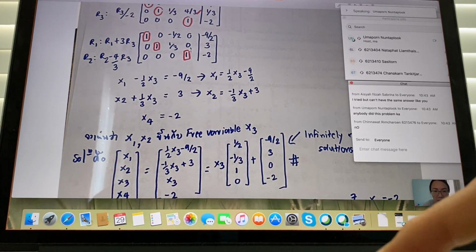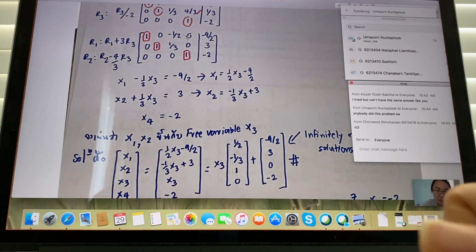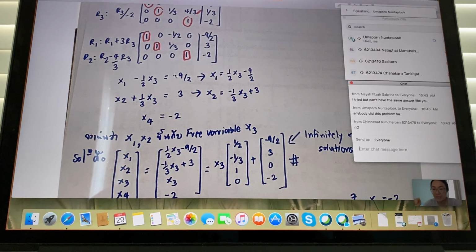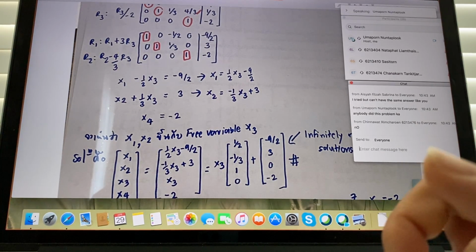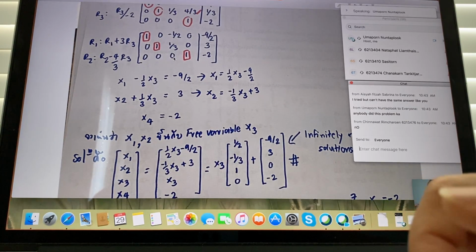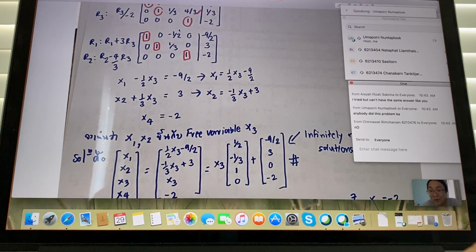Therefore, these 3 columns represent the main variables. How about the column that we don't have leading 1? The column that doesn't have a leading 1 is called a free variable. And right now we have only 1 column. If this one represents x1, x2, this one x3, so now we can say that x1, x2, and x4 are main variables. And x3 will be what? Free variable.